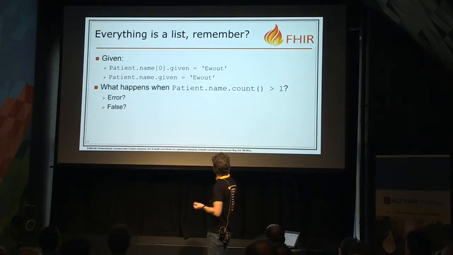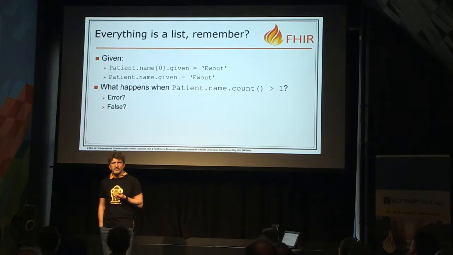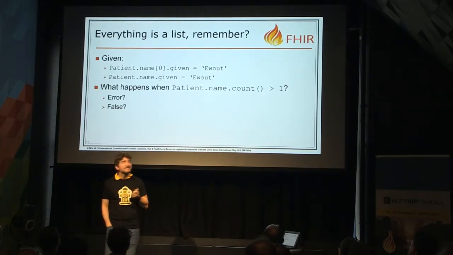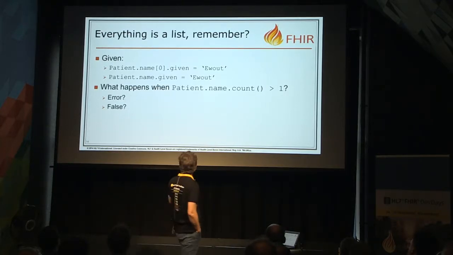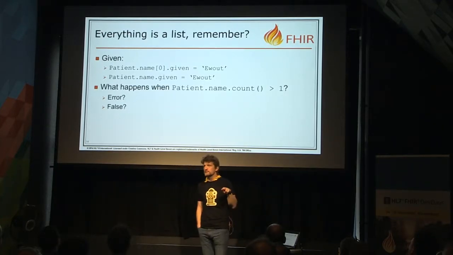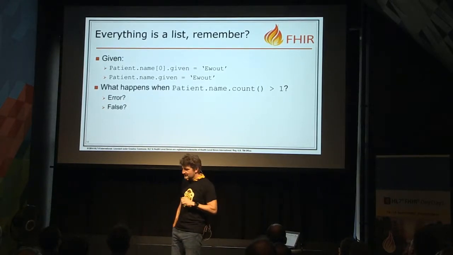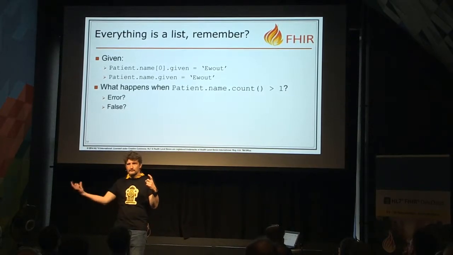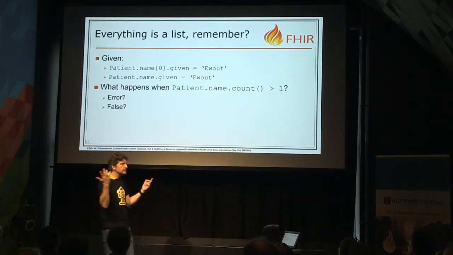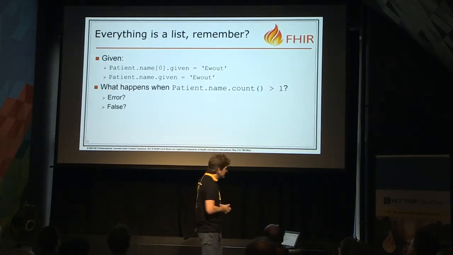What would happen if patient.name.count is larger than 1? Anyone has an idea here? So if I have multiple names and I compare it to a single string, what will happen? Is that an error, or would it return false? Guess? Yeah. What you're doing here is you're comparing a list with multiple elements to a list with a single element, Ewout. So it's false. They're not the same thing. You could use contains to see if one list contains the other. So that's something to be aware of.